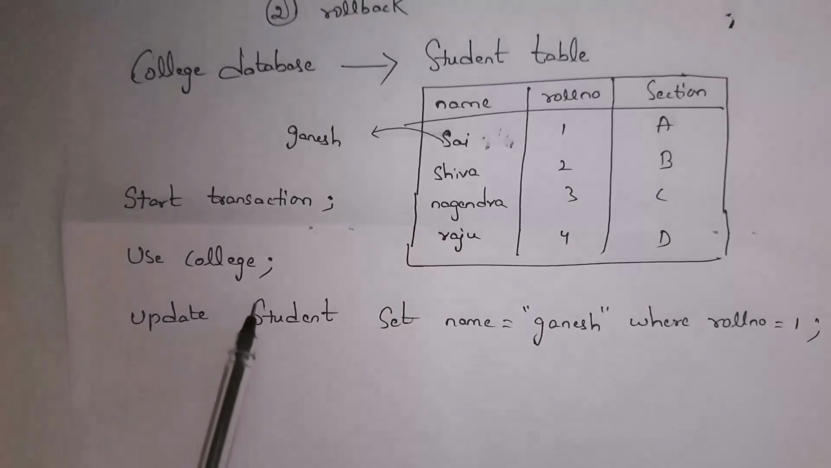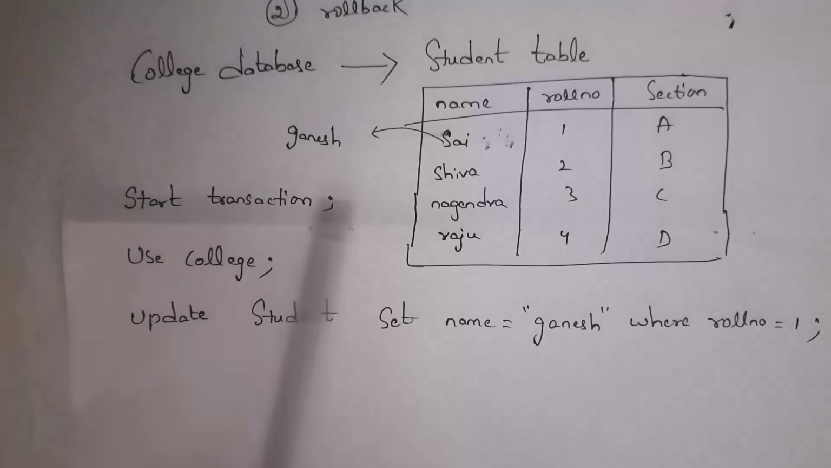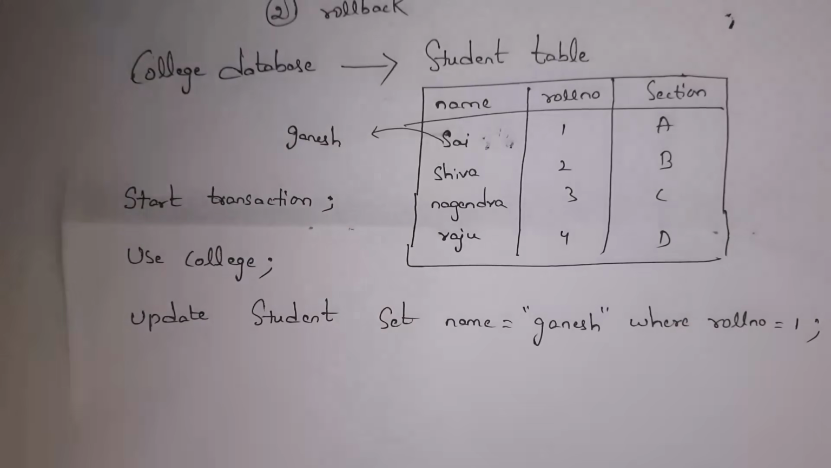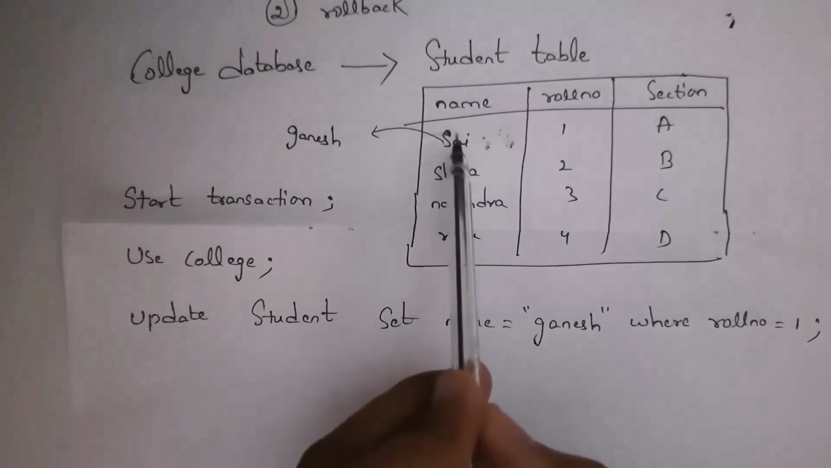Now I will perform this operation by using transaction control language. At first write start transaction and give semicolon. My student table is present in college database. So at first you need to use college database. So write use college.